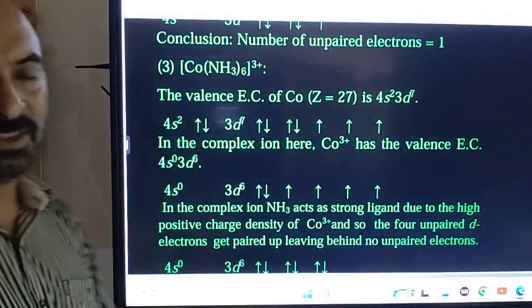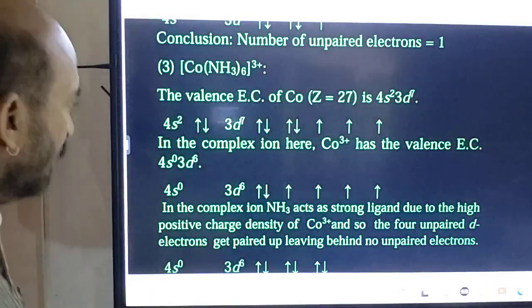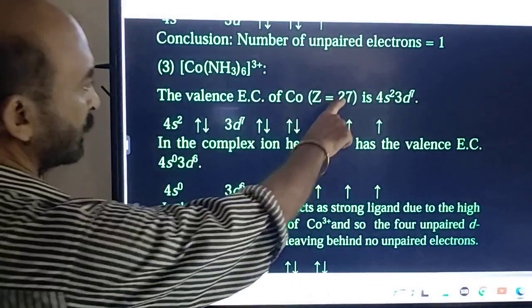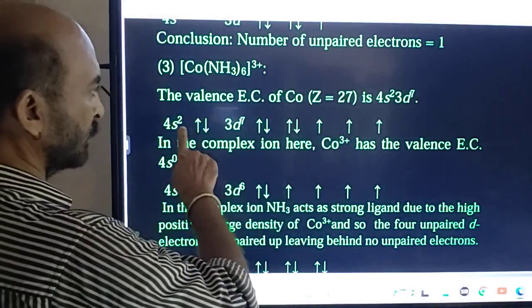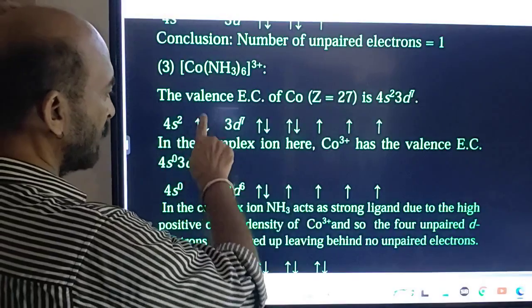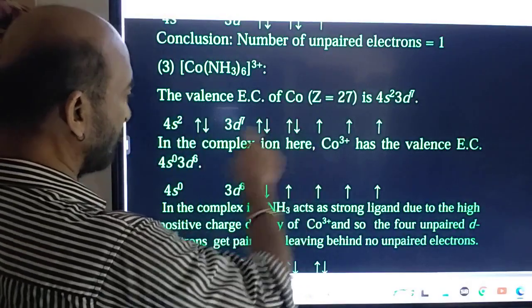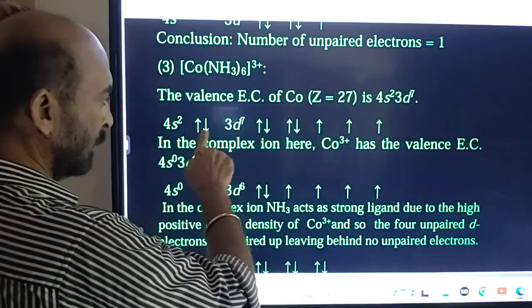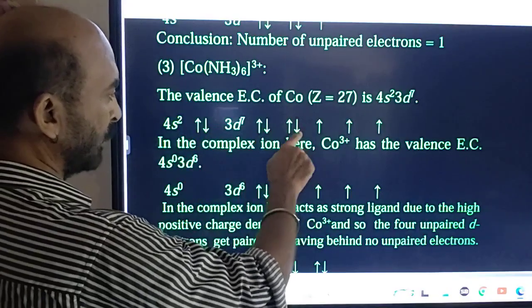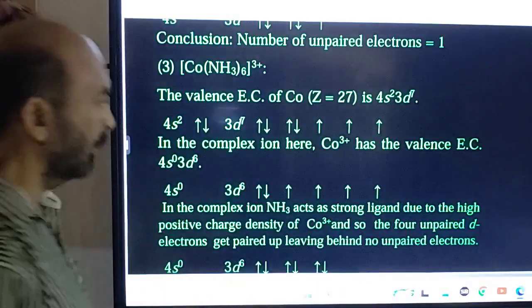So cobalt's oxidation state is +3. We know that. Okay, so to start with, cobalt has atomic number 27. In the neutral cobalt atom, which has one more electron than iron, one more will be paired up. 4s is already paired, and in 3d two pairs will be there. 3 unpaired electrons will be there.